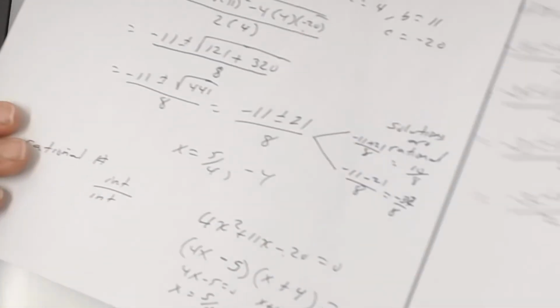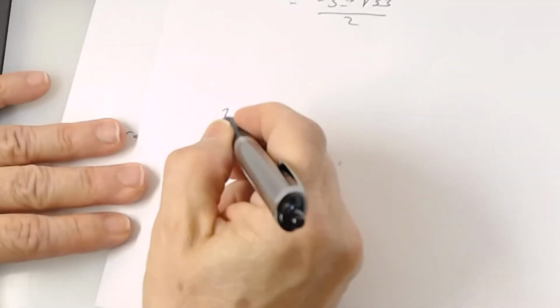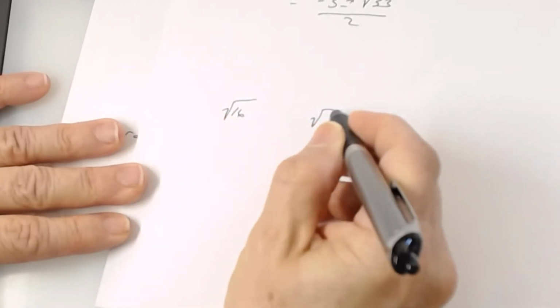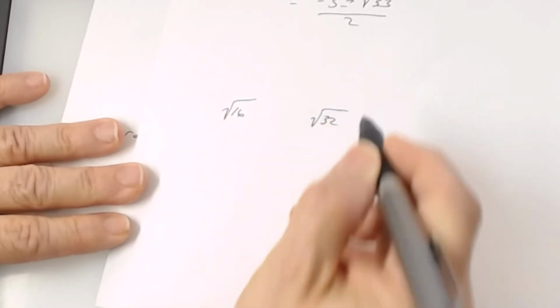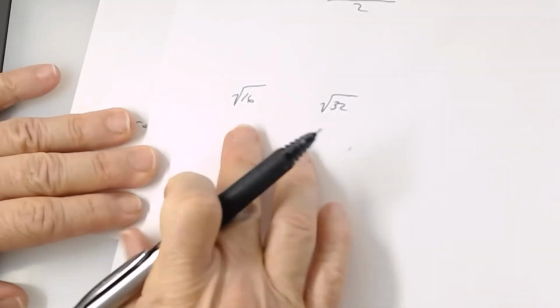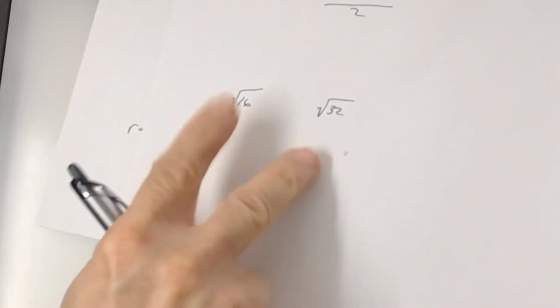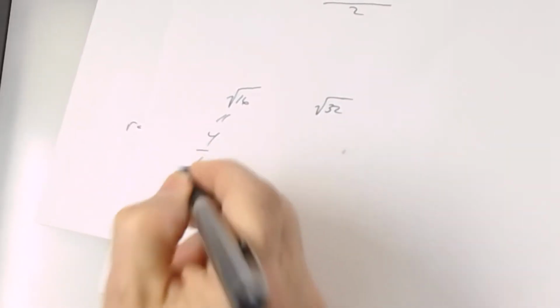Okay, so I want to remind you about something. The square root of 16, the square root of 32. One of these numbers is a rational number, one of these numbers is an irrational number. Which one do you think is rational? Square root of 16, because the square root of 16 is what? 4. And I can write 4 as 4 over 1, an integer over an integer.